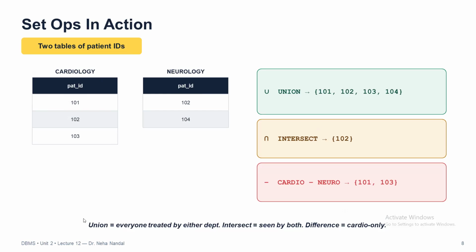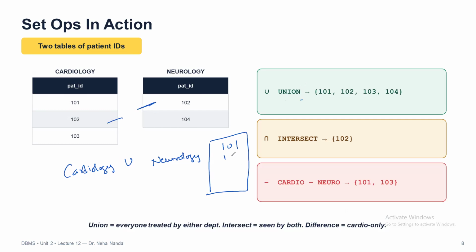So if I perform union on these two, how will I perform? I will simply write cardiology union neurology. What will happen? It will give you this table. It will first take 101. Then it combines the common ones, 102, duplicates will be removed, 103, and then 104. That will be your output. That is C union N. Fine, that is the first output.